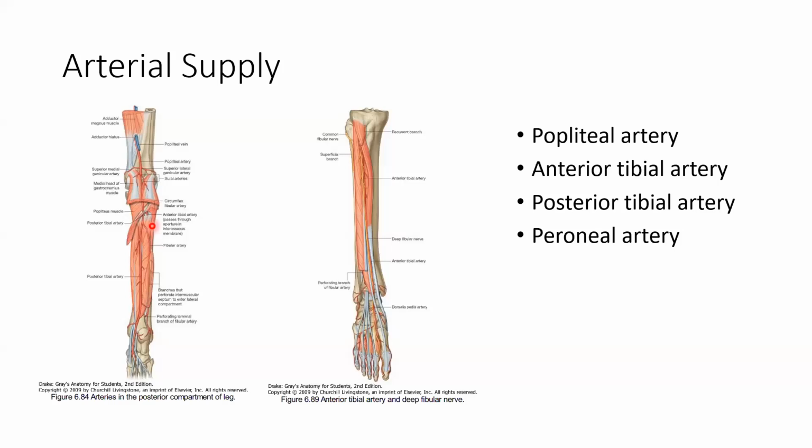So the fibular artery travels on the lateral aspect here. And the posterior tibial artery enters the foot here. And the anterior tibial artery, when it crosses the ankle joint, its name changes into the dorsalis pedis artery. It is the same artery, only the name changes here.